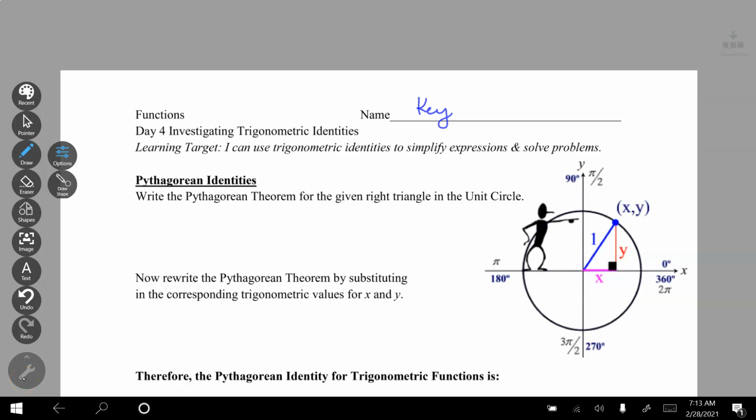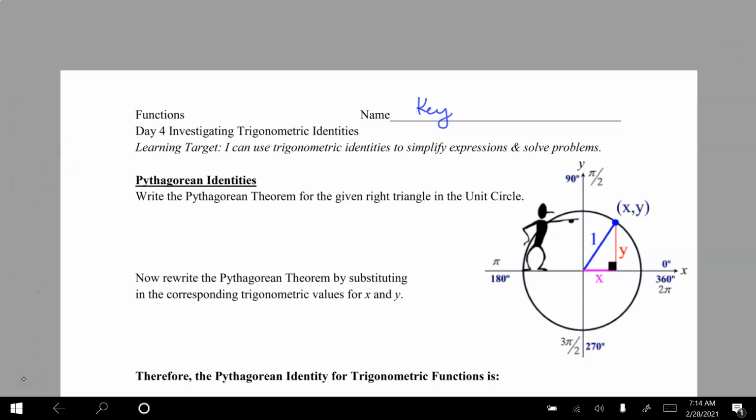Welcome to day 4. We're going to look at all those trig functions we've been looking at: sine, cosine, tangent, secant, cosecant, cotangent. I'm going to do some trig identities. So the first thing I'm going to look at is the Pythagorean theorem.